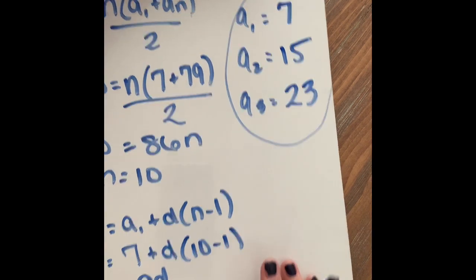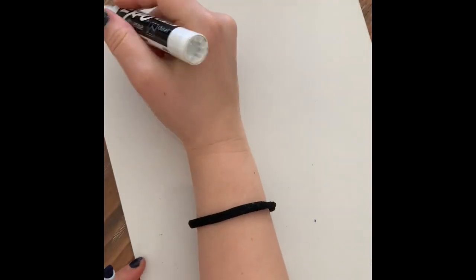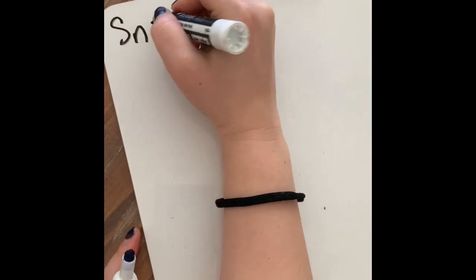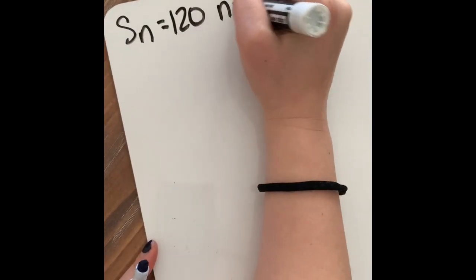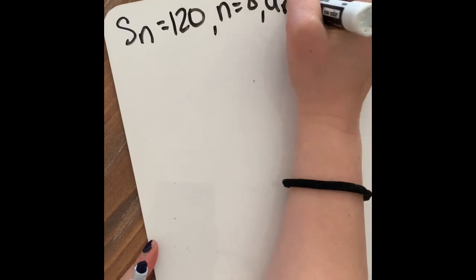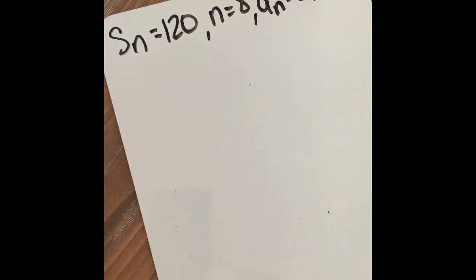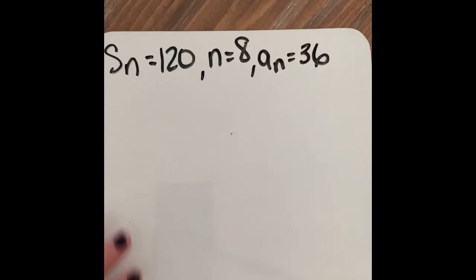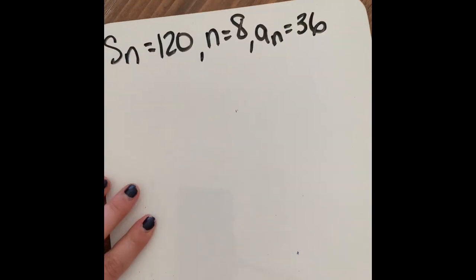Okay. Moving on to the next one. Find the first 3 terms. So kind of a similar question. This time we're given s sub n is 120, n is 8, and a sub n is 36. So they give us different things this time. And we're still looking for the first 3 terms, and they do tell us it's arithmetic, right?